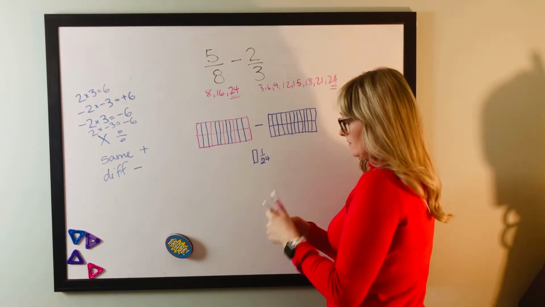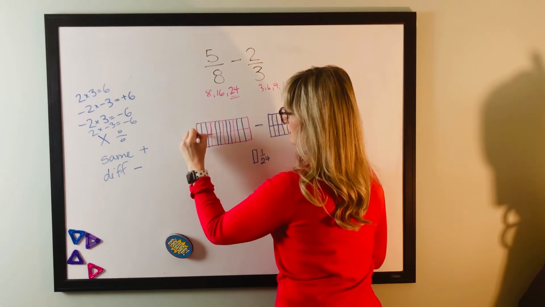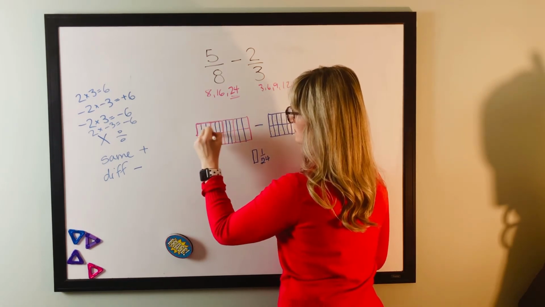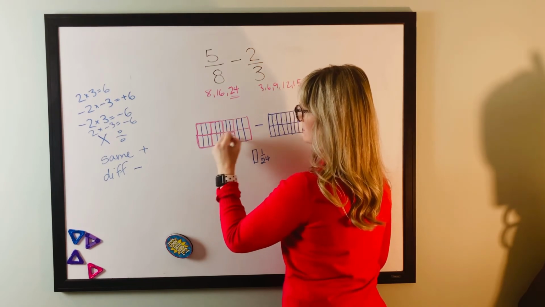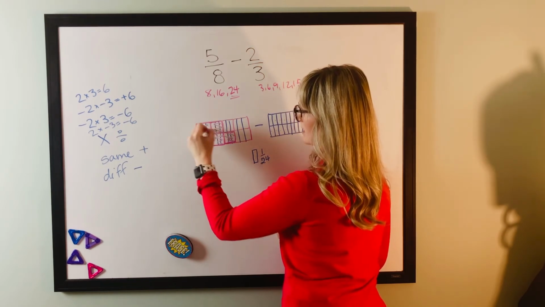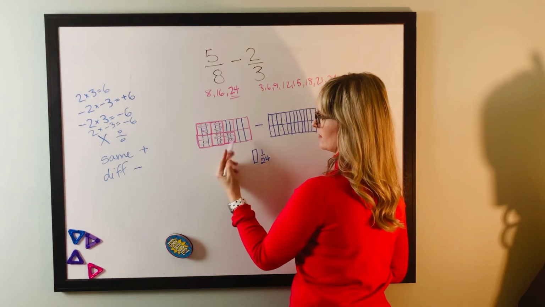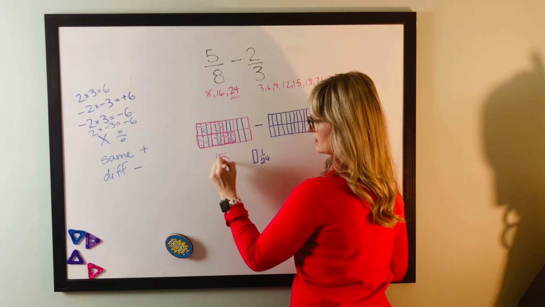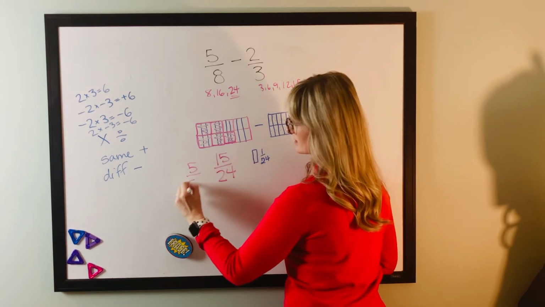Now that we've done that, we can say, okay, from my original eighths, I had 1, 2, 3, 4, 5. So that's how many I had. And how many 24ths is that? 3, 6, 9, 12, 15. 15 24ths, which is the same as 5/8.